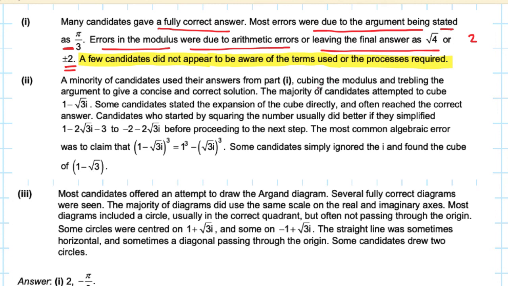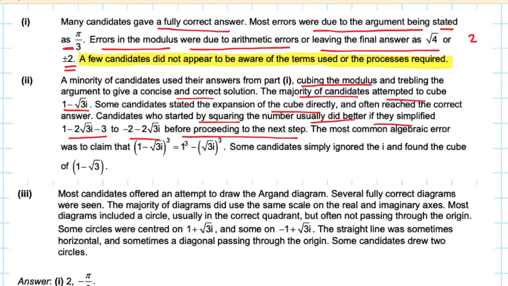Now in the second part, a minority of candidates used their answers from part 1, cubing the modulus and trebling the argument to give the concise and correct solution. Very good, this is a very good strategy. The majority of candidates attempted to cube this part. Some of the candidates stated the expansion of the cube directly, often reaching the correct answer. Candidates who started by squaring the number usually did better if they simplified this before proceeding, which we have done in our solution part.